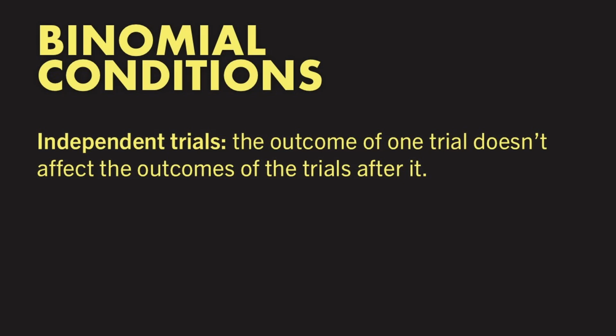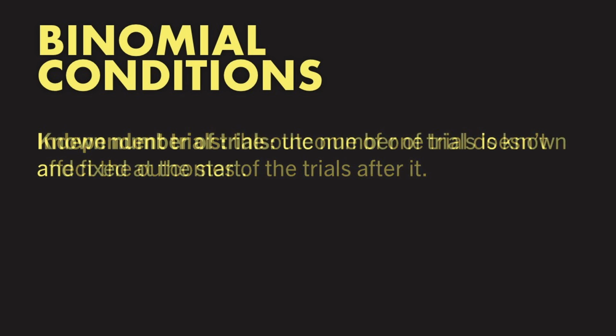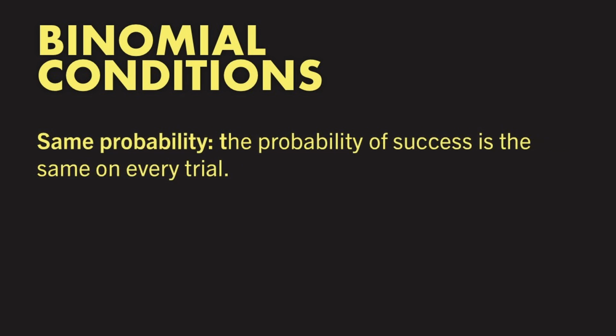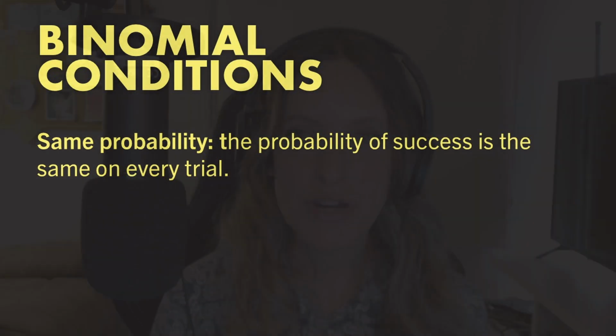Then we need the trials to be independent. The outcome of one trial can't affect the outcome of the trial after it. Then we need to know the number of trials. That n that defines the binomial distribution needs to be known and fixed from the start. And then we need to have the same probability. In each trial, the probability of success needs to be the same always. If you have those 4 conditions, then you can say a variable is binomially distributed.